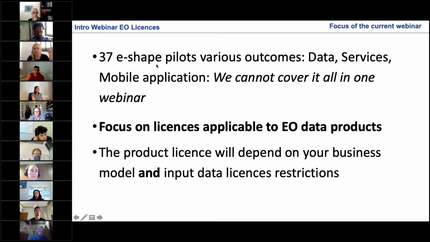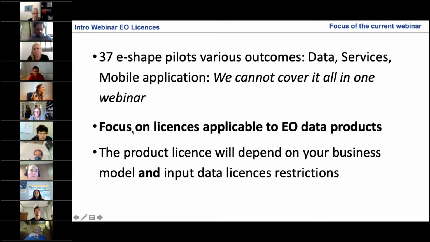So as said before, eShape is implementing 37 pilots, which have various outcomes. This can be data, it can be services, it can be mobile applications. And what we have seen preparing this webinar is that we cannot cover everything in one webinar because it would be too complex. And again, to be user-centric, we want to be pragmatic and to apply to what is really needed and accessible, understandable, and usable by our partners.